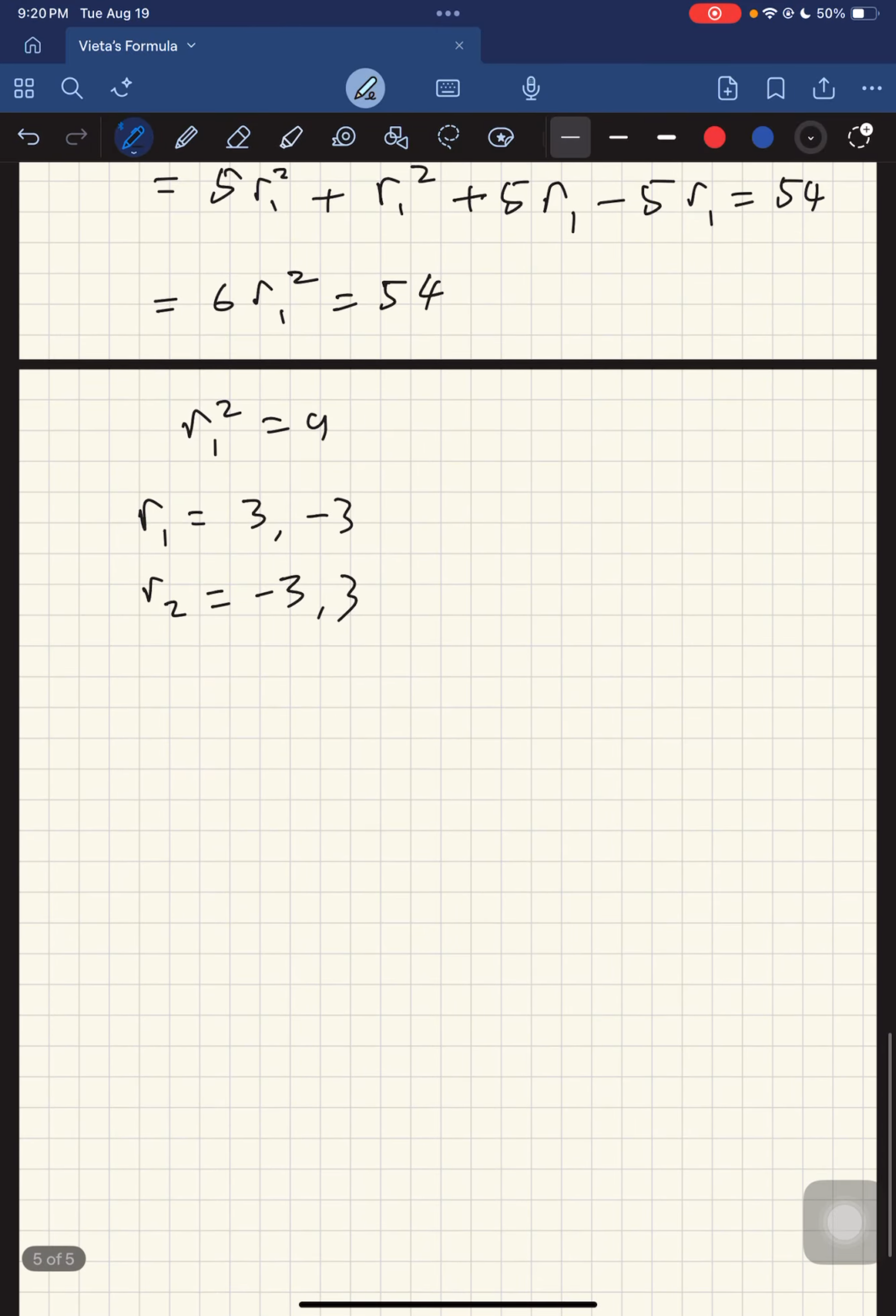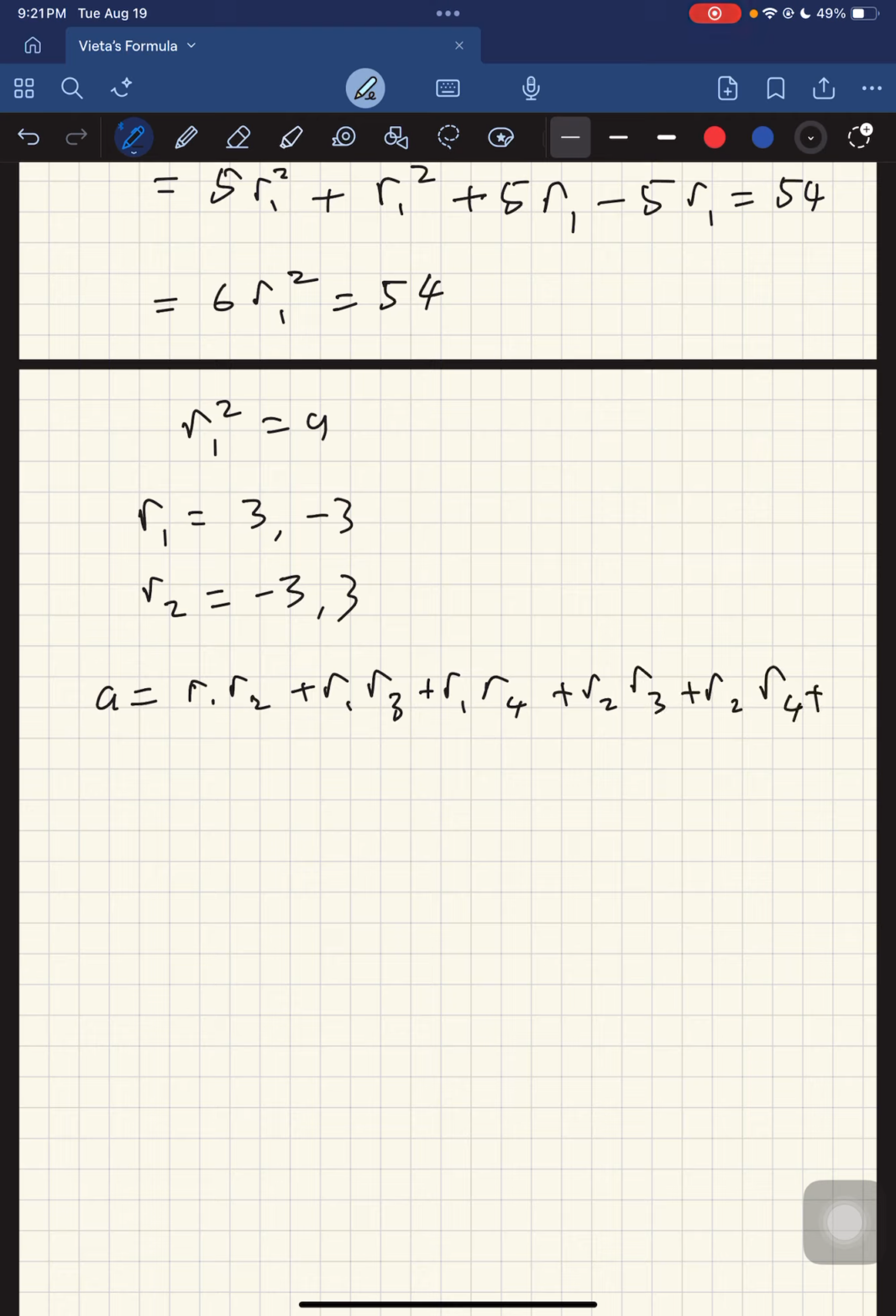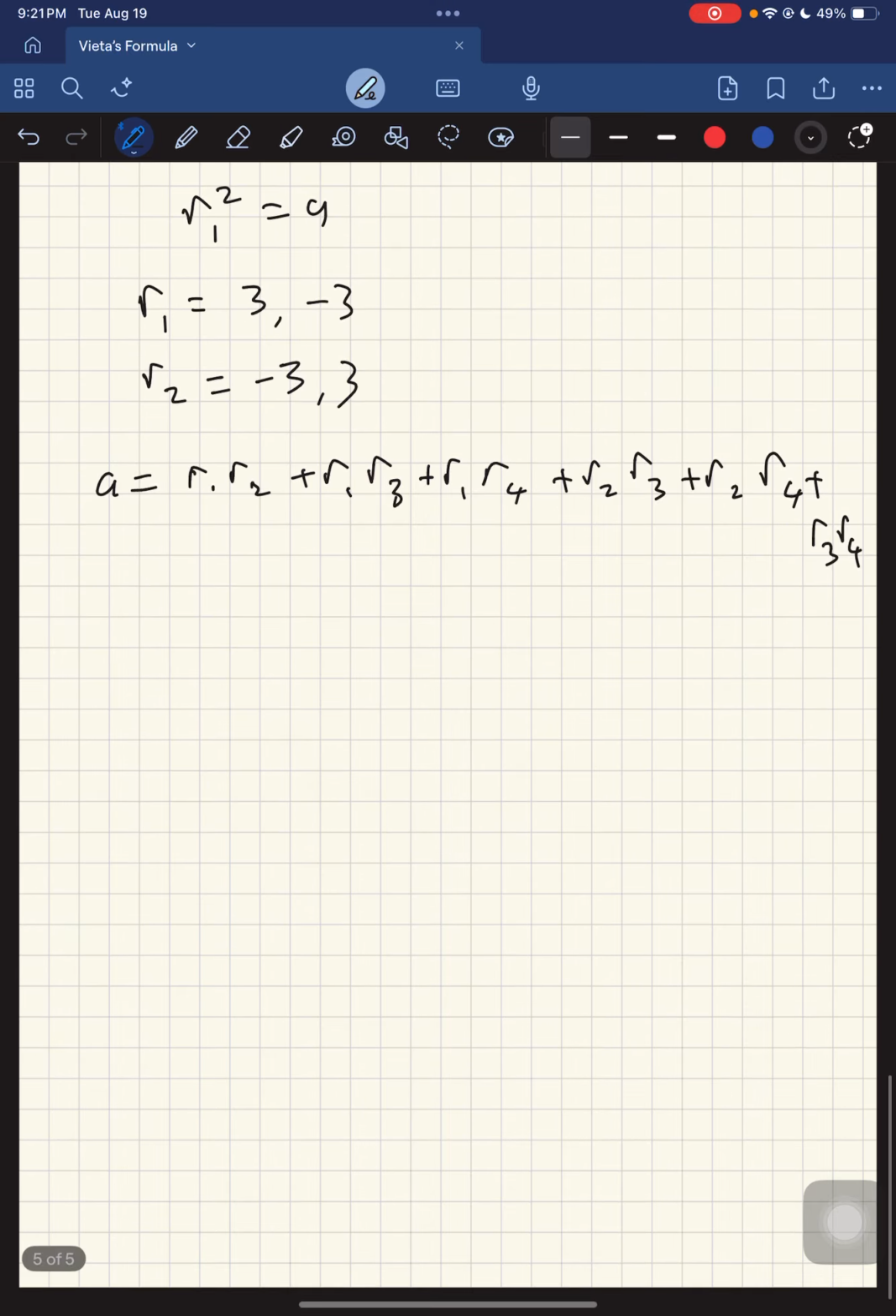Now we want to find a. So a is going to be equal to the pairwise products, which is going to be equal to R1R2 + R1R3 + R1R4 + R2R3 + R2R4 + R3R4. And then we can just plug in all the values that we have.